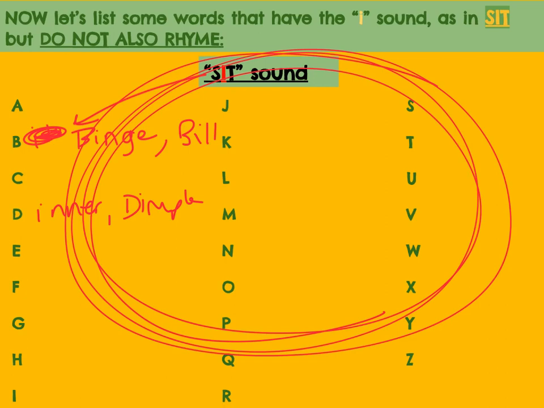Okay, your job is to continue doing that on this page. Pause right here and do that on your document. Try to get at least 10 different letters. And for each letter, try to do 2 to 3 words. Pause.